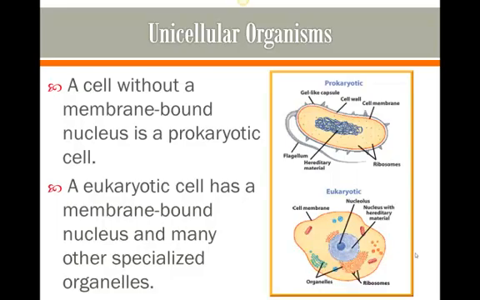Here are your definitions again. This is a review of prokaryotic cells and eukaryotic cells. A cell without a membrane-bound nucleus is prokaryotic. A cell with a membrane-bound nucleus is eukaryotic. Another difference has to do with other membranes. The only membrane that the prokaryotic cells have is the cell membrane, because remember, all cells have a cell membrane. But if you look at the picture at the bottom, which is a eukaryotic cell, you see some structures in that cell that you do not see in the cell above it.